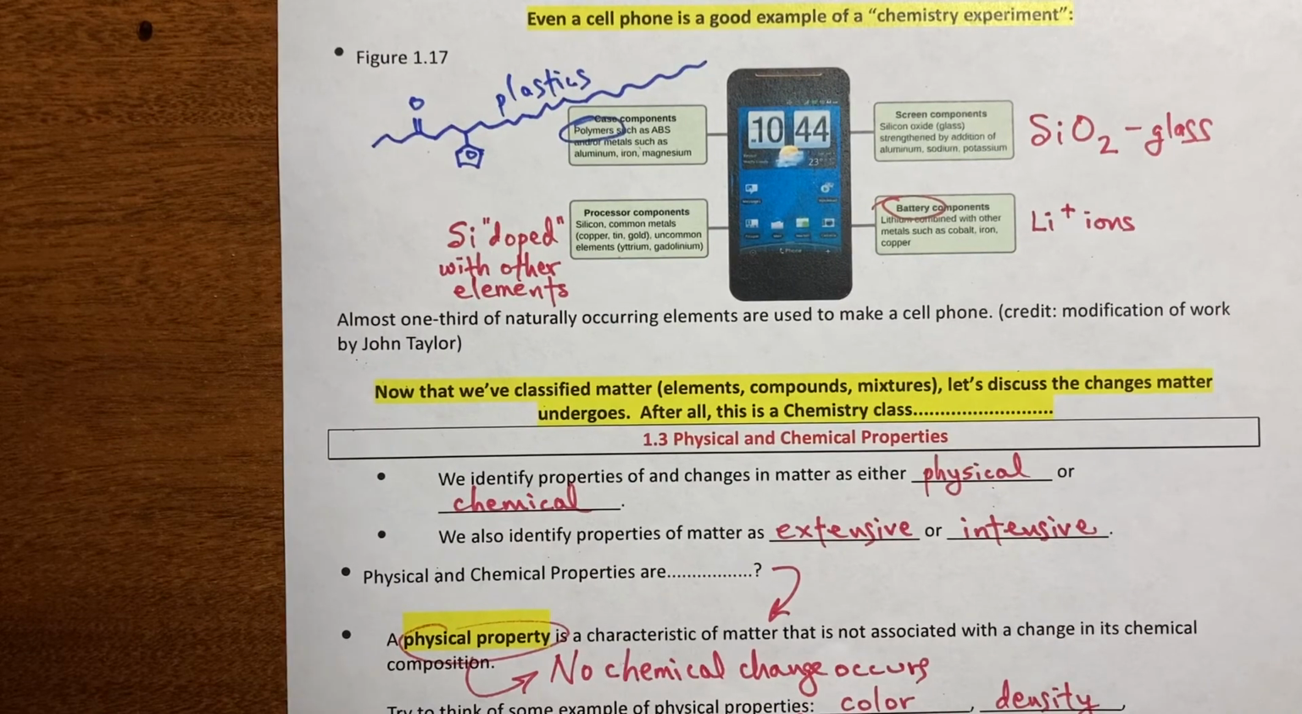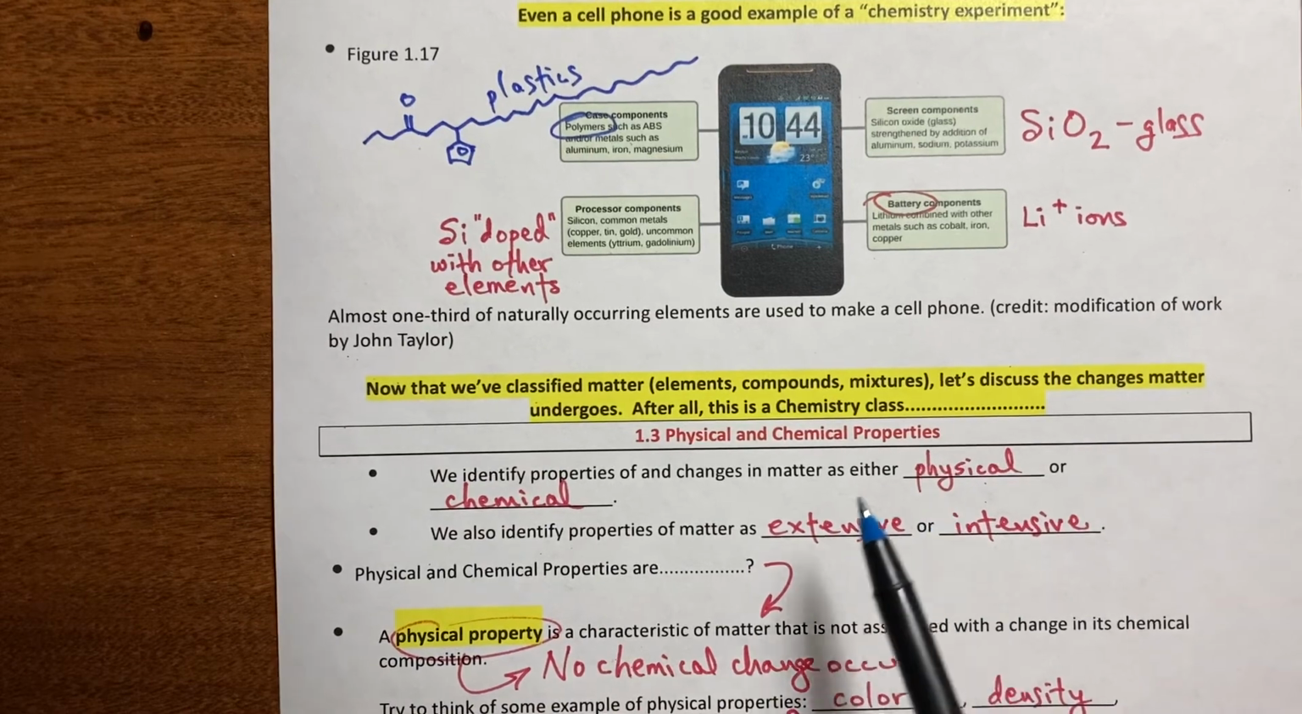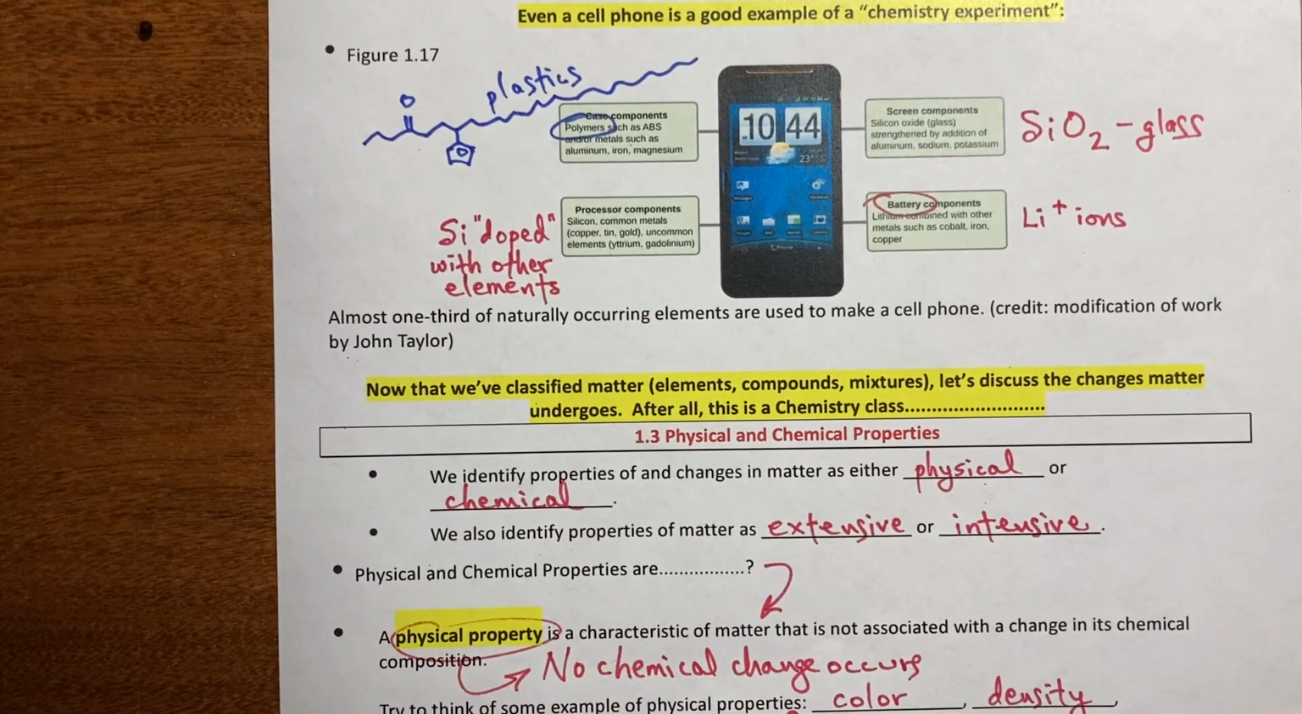So now that we've classified matter a little bit into elements, compounds, and mixtures, let's talk about the changes matter undergoes. So this is a chemistry class, so we are interested in chemical and physical changes. Chemical changes are also called chemical reactions. So some more definitions for you.